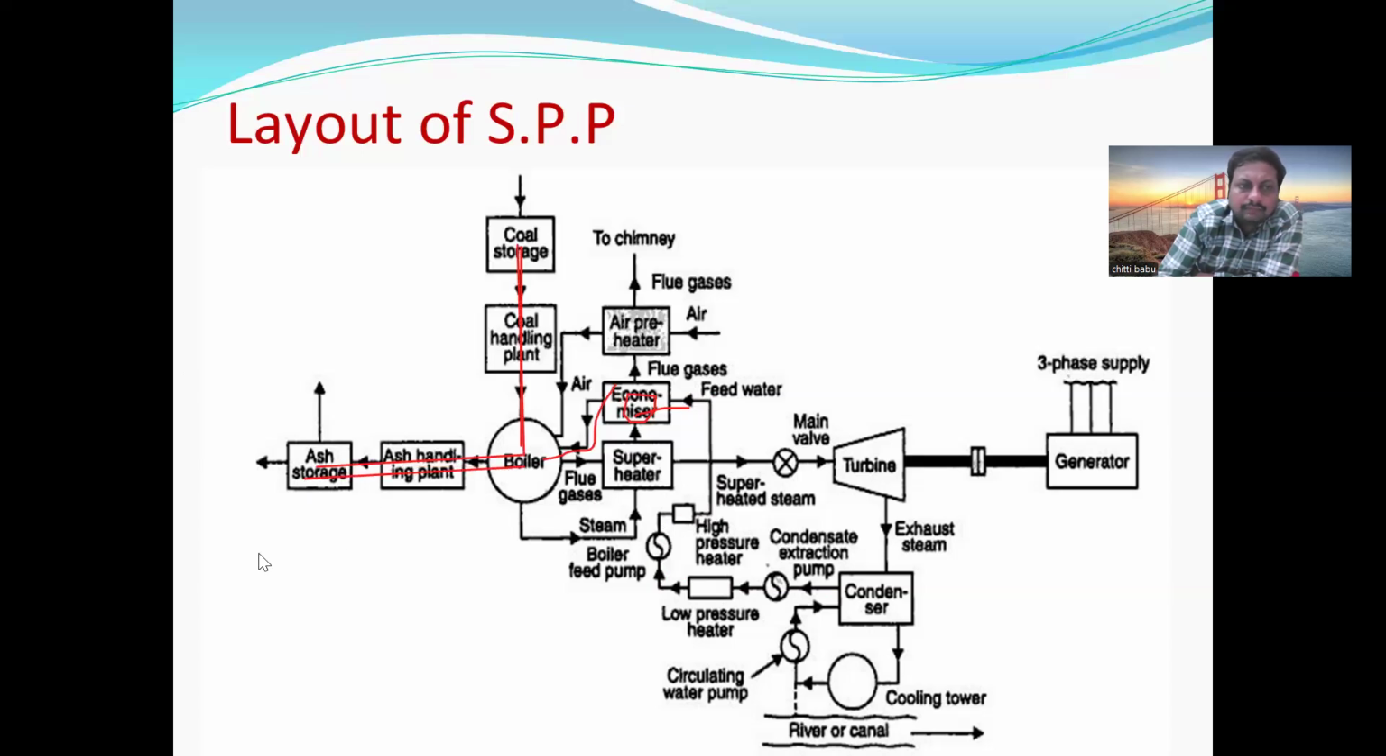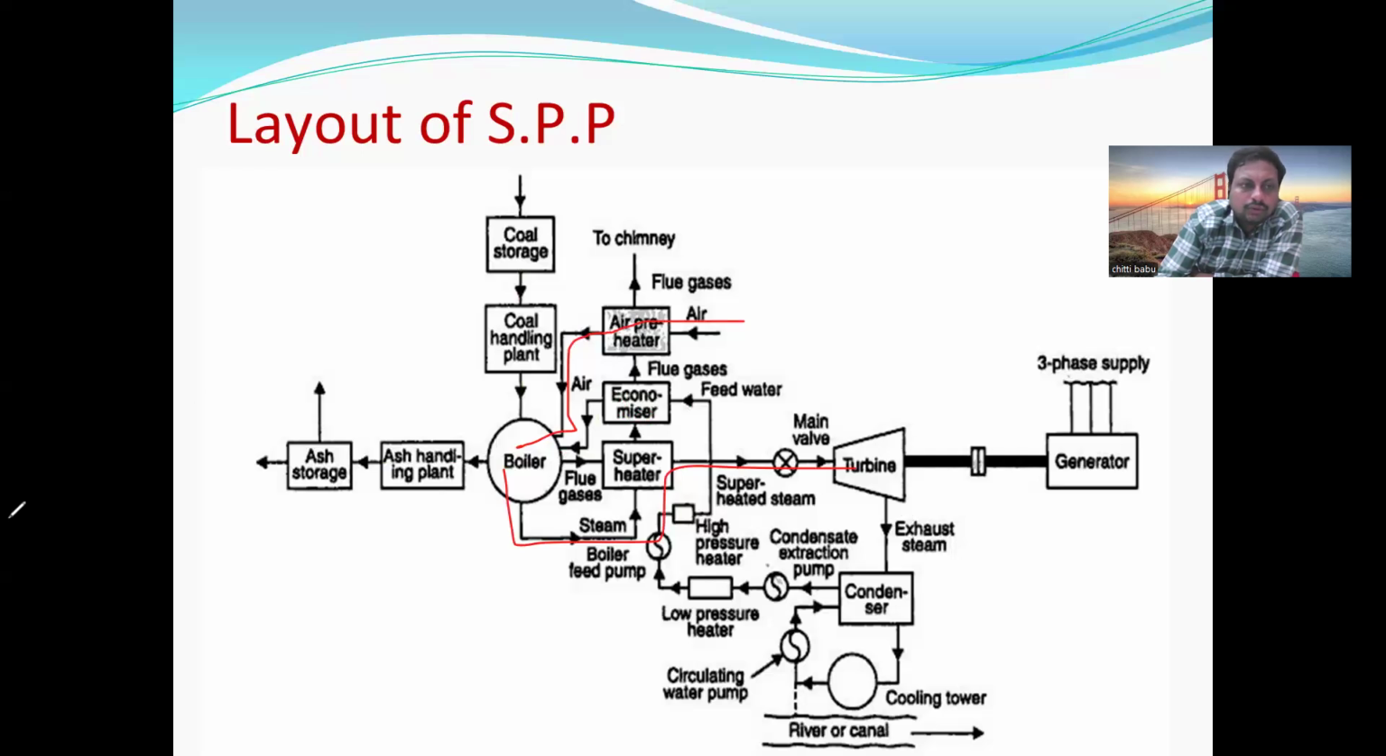The second one is the air and flue gases circuit. The air will be there, and hot flue gases go out like this. The third one is the feed water and steam flow circuit. Steam goes from the boiler to the superheater, and from the superheater to the turbine. So this is about steam flow. Then we have the cooling water and cooling tower circuit.